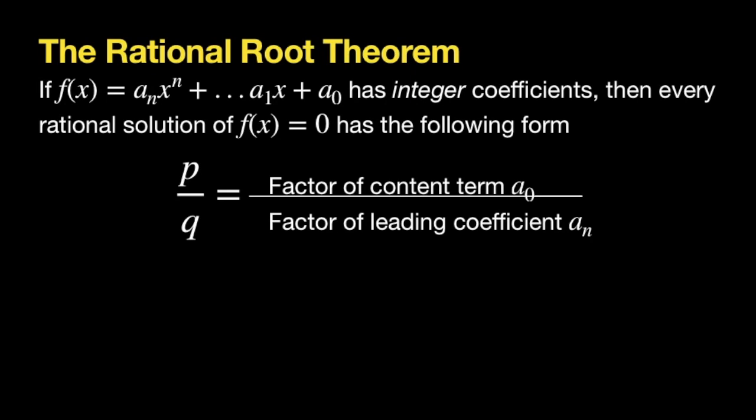Every rational answer of that polynomial, that means any whole number, any integer, any fraction, you are going to be able to find it in the form P over Q. P is going to be the factors of the last term. So you're going to look at the last term and see what factors they give you. Q is going to be the factors of the leading coefficient, the first term.